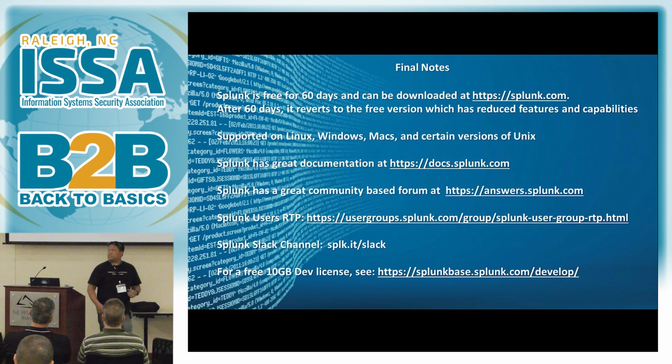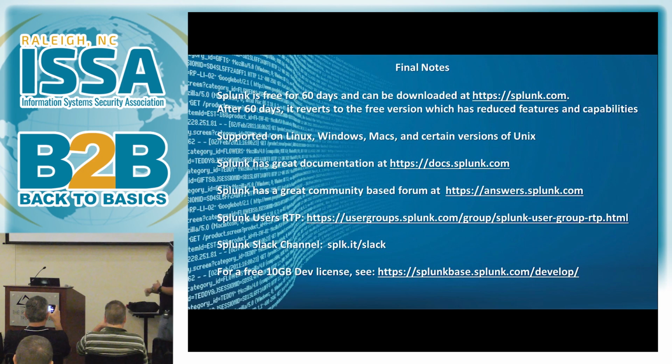So some final notes: as Don mentioned, you can download Splunk for free for 60 days. You just drop it right on your laptop, and you can actually Splunk your laptop if you want to see what that looks like. After 60 days, the Splunk product goes to a free version, and a bunch of features get disabled. You can go right to Splunk.com, register for an account, and pull it down. It runs on Linux, Windows, Macs, and a couple of versions of Unix.